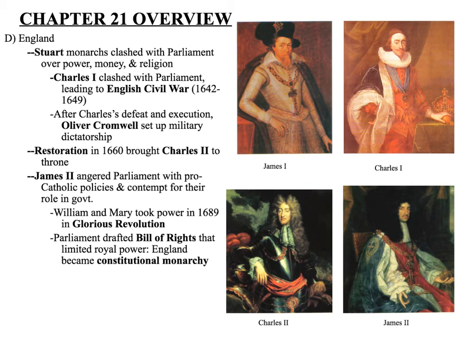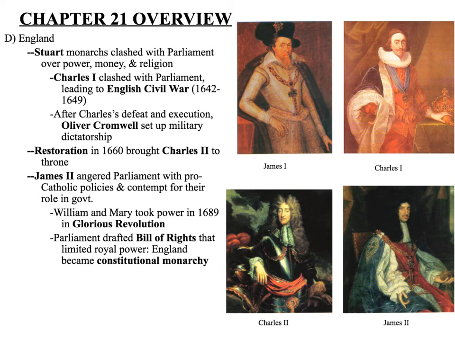So finally, we talk about England from section 5 of chapter 21. And England is the unique case because even though its rulers tried to create an absolute monarchy, they failed, and England winds up being one of our two areas where constitutionalism takes hold.